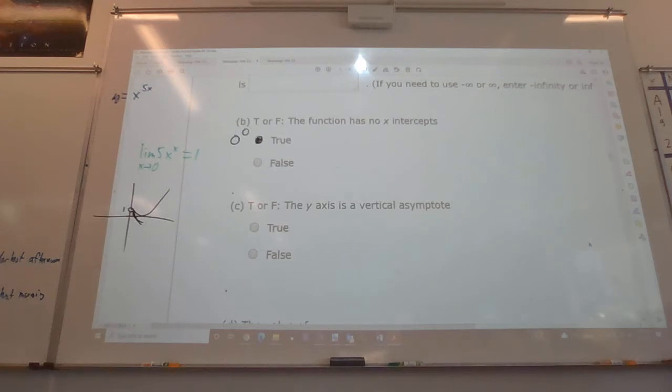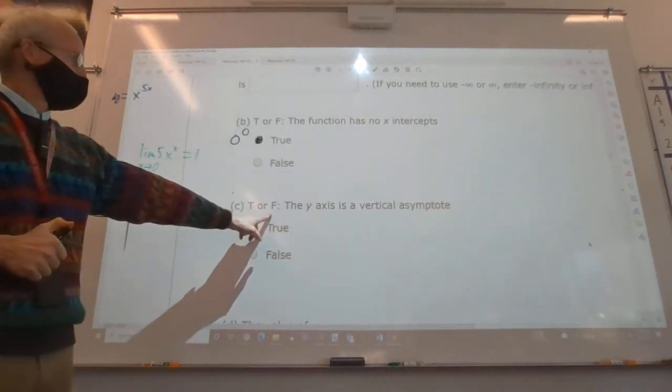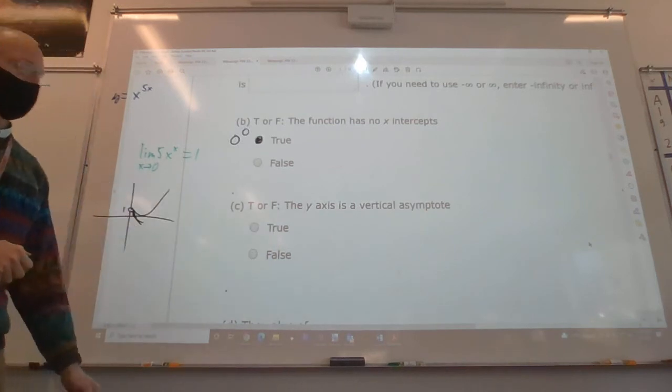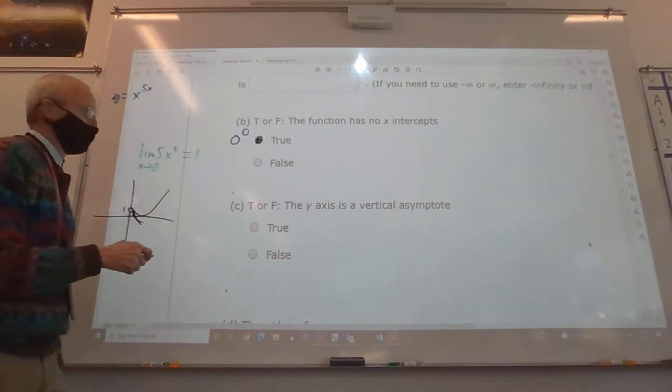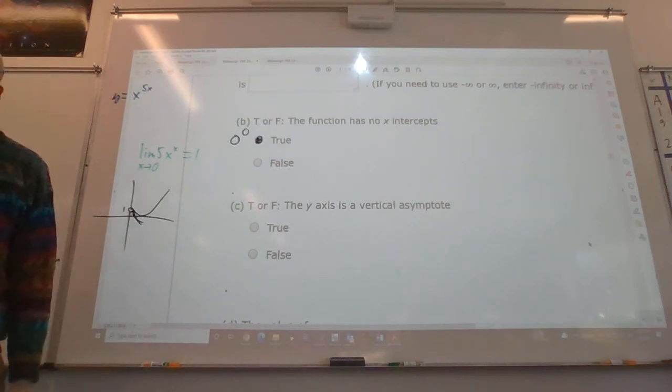Okay, how about the y-axis as a vertical asymptote? Wait, is this an asymptote? It doesn't go to infinity there, right? It goes to 1. Asymptotes go to infinity. So I think we have to say, I guess, what's the definition of an asymptote? Gets closer and closer but never gets there?